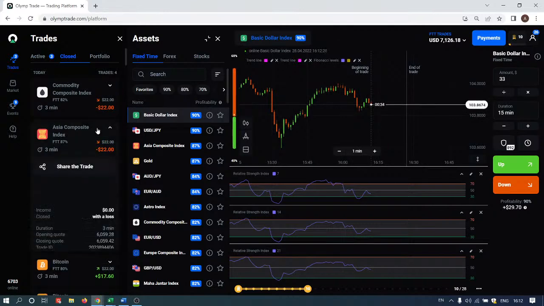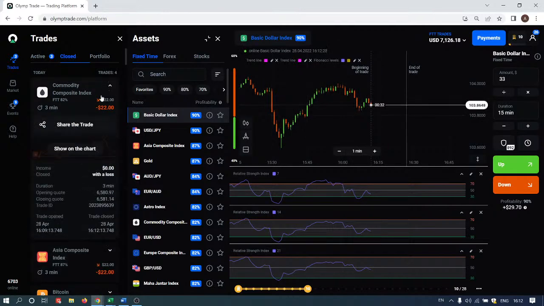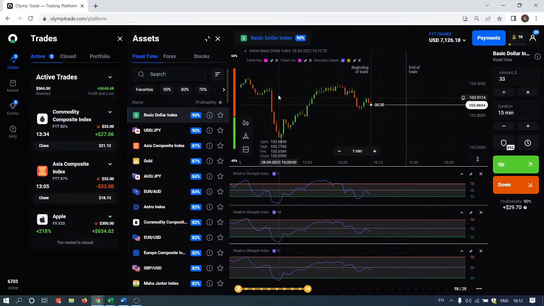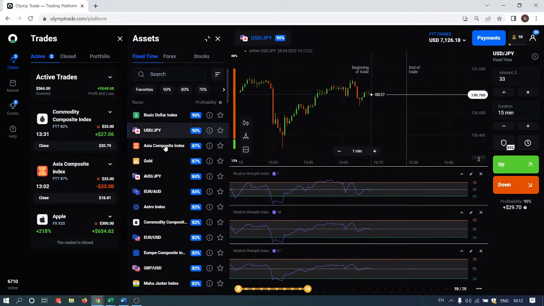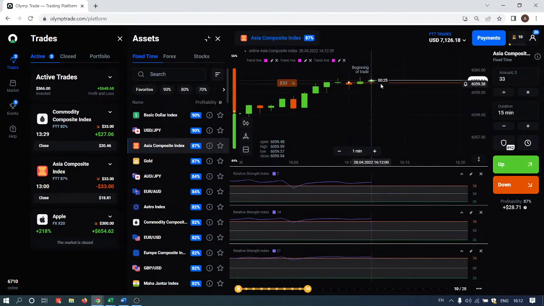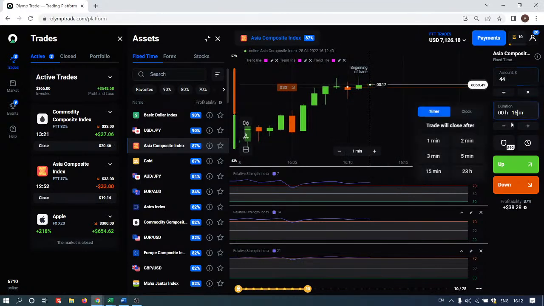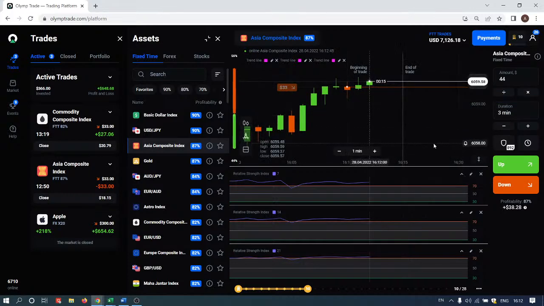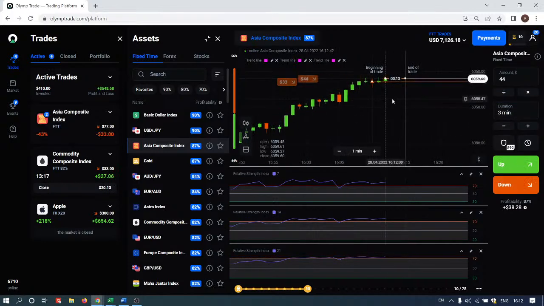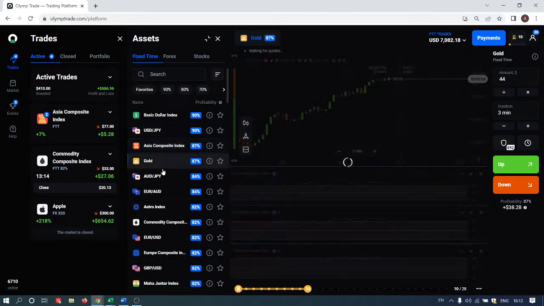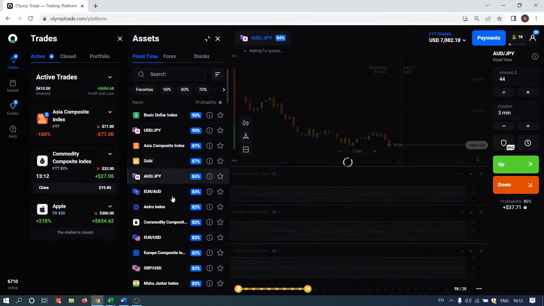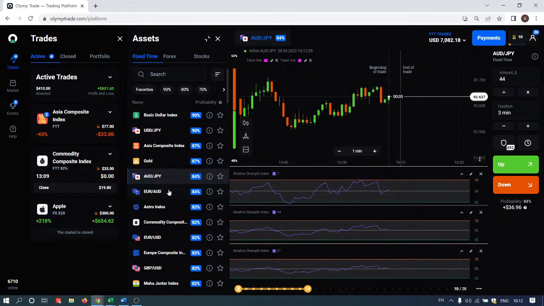So I had 2 winning trades and 2 losing trades on my composites. Now let's try to cover the loss of my previous trade on the Asia Composite Index. I will try this thing.